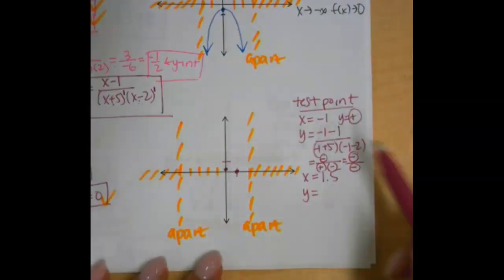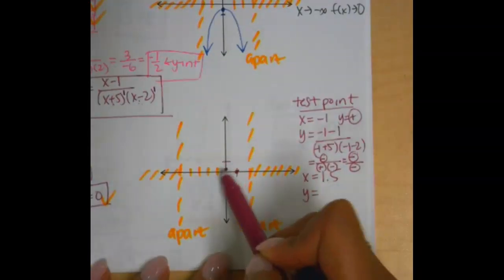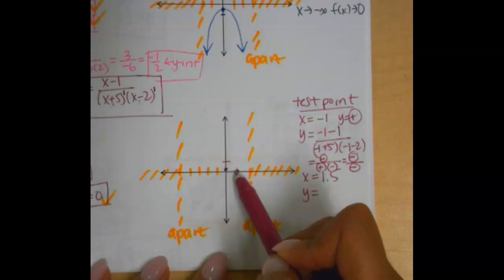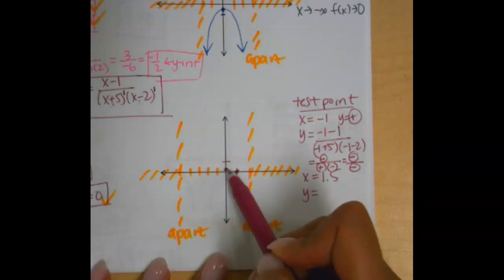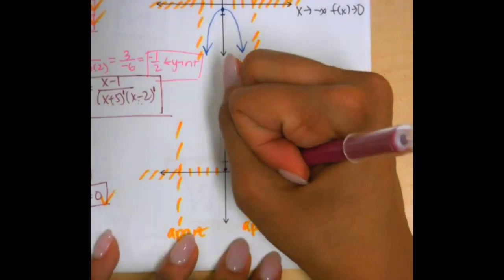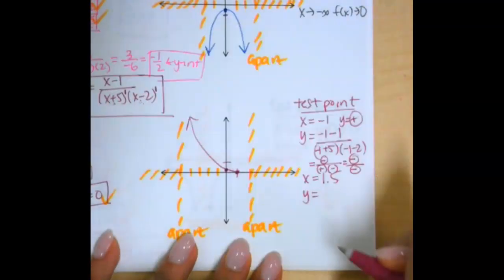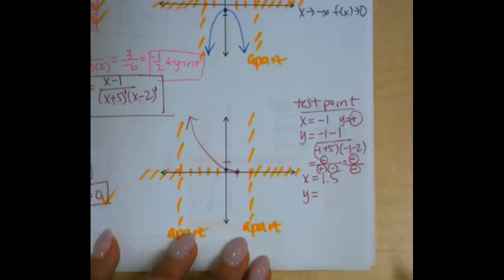So I had a student ask me this earlier. Since this is at -1 and we know that it should be going probably up, can we just assume that this graph is going to go up this way? Remember, this isn't going to cross the asymptote, but it's going to get close to it.